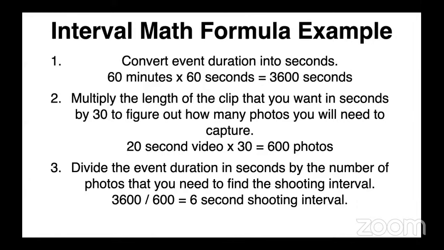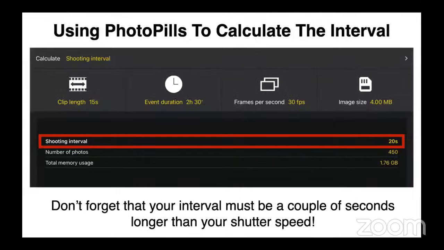Okay, just to show the app that I love, PhotoPills, it has this calculator built into its time-lapse calculator. What we would do is we would say to it, here's how long a video I want. That's the clip length. Here's how long I'm willing to stand out there under the sky. Here's how many frames per second. And it would tell us that for this, a 15-second video at 30 frames a second, if I'm willing to wait 2.5 hours, I need to shoot one photo every 20 seconds.